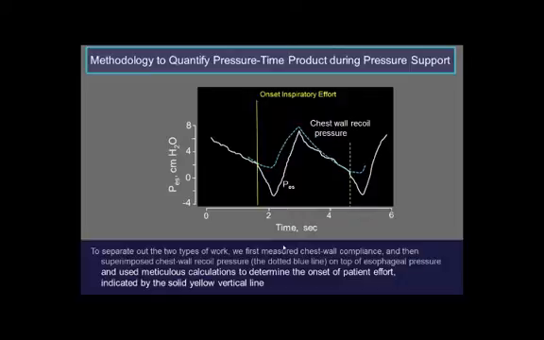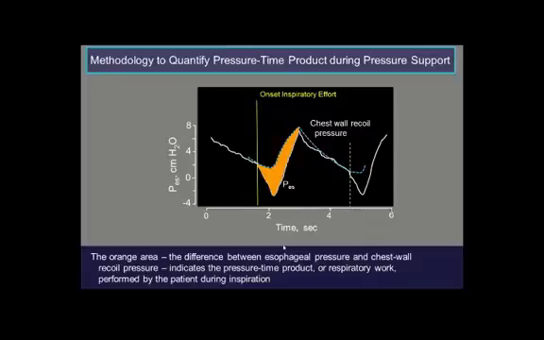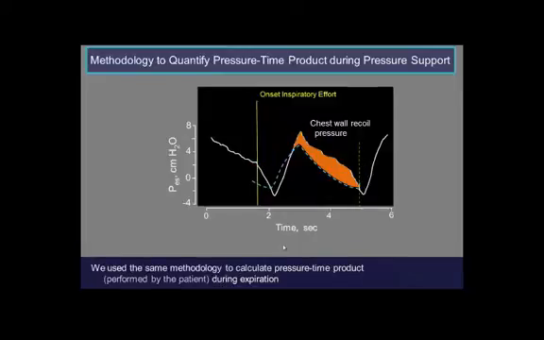That's where the onset of inspiratory effort begins, indicated by the solid yellow line. The offset of inspiratory effort is the dotted vertical line. You have both of those, and that's how you calculate the orange area for the pressure time product. It's the difference between the esophageal pressure and the chest wall recoil pressure, and that tells you the work the patient is performing while receiving pressure support.